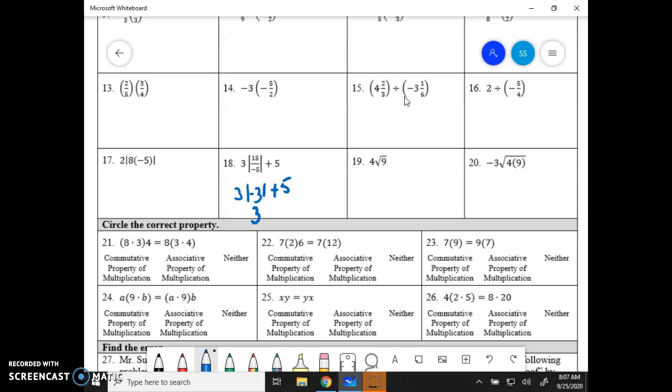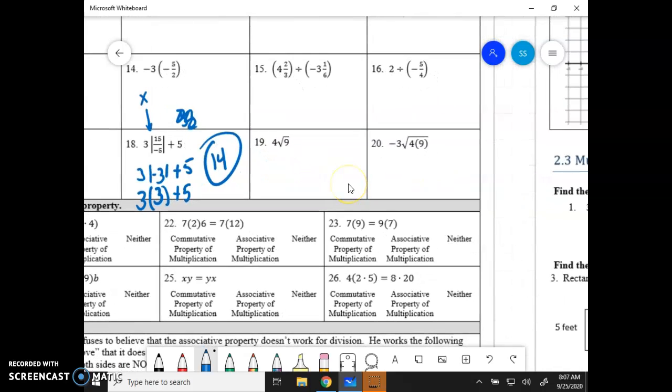Well, it's positive 3. I'm going to write that answer in parentheses because I want to remind myself that there was no symbol in between here, so that means we need to multiply them. Okay? So now I have 3. I don't want students to simplify there and say, okay, 33 plus 5. That's not right. We got to go 3 times 3, which is 9, plus 5 is 14.